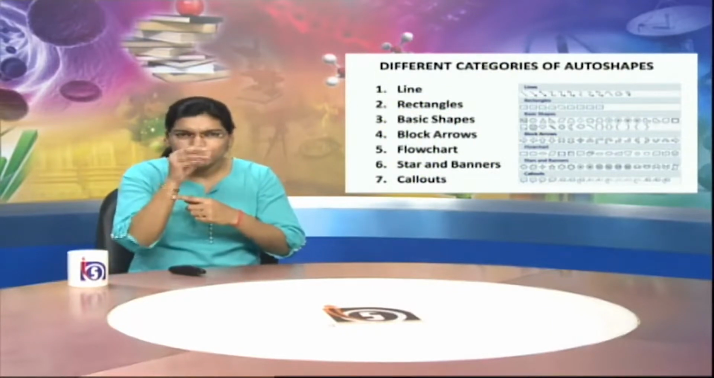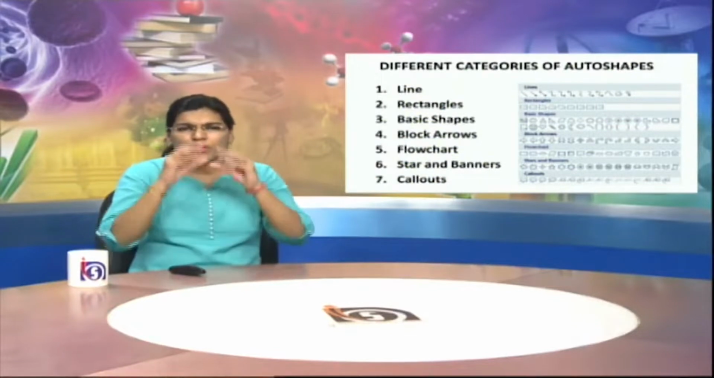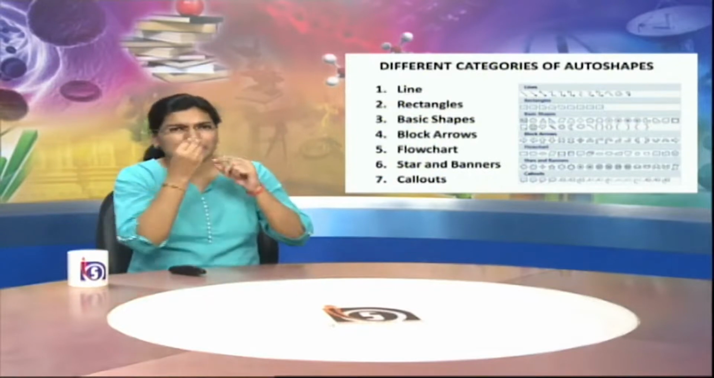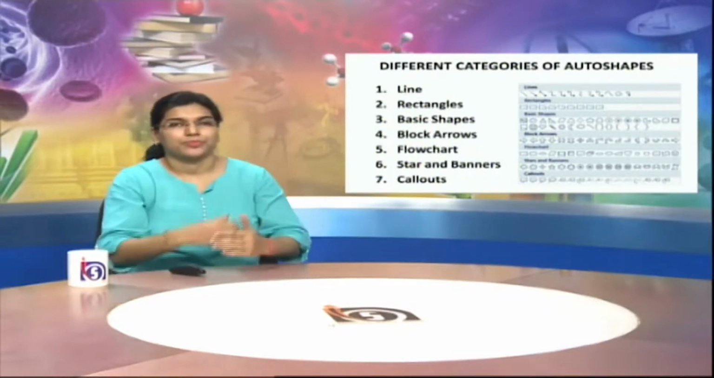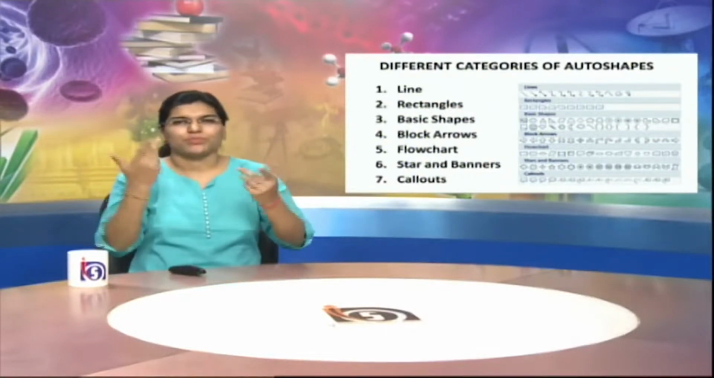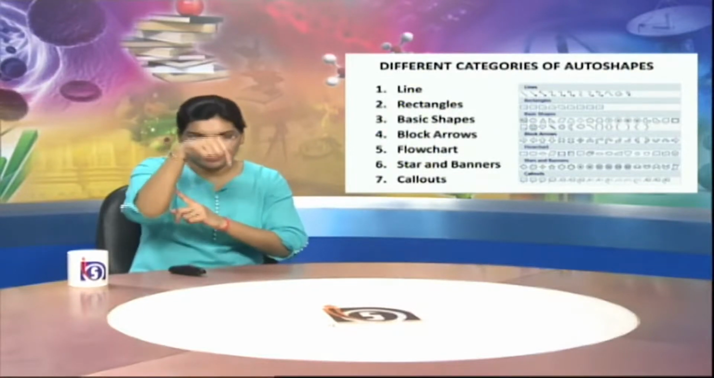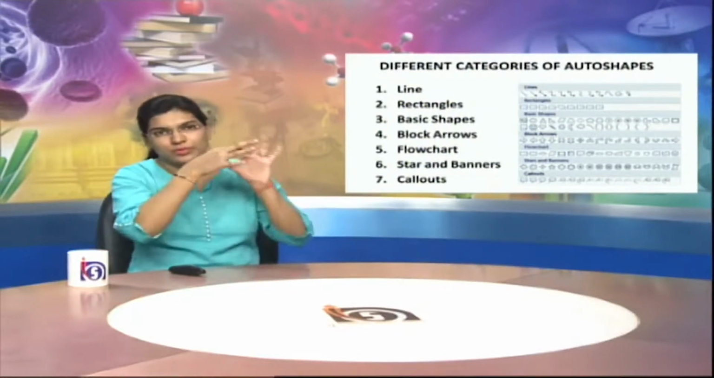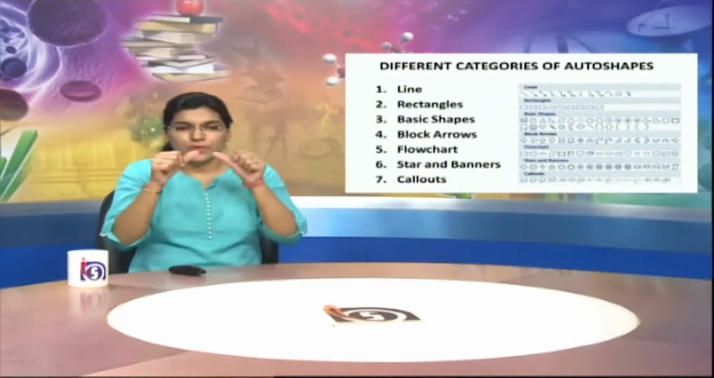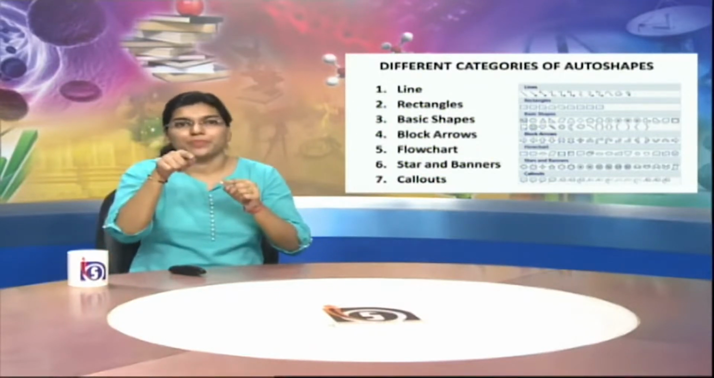And the third word is basic shapes. There are different shapes you can see on the screen. So that is known as basic shapes. You can easily connect with the pictures shown just beside that name. The fourth name is block arrows. There are big arrows, bold arrows, upward, downward, right side or left side direction arrows. So this is the sign of arrow and this is the spelling of arrows.